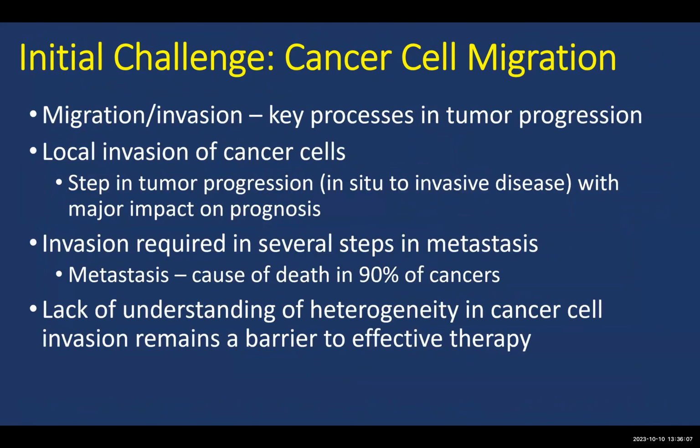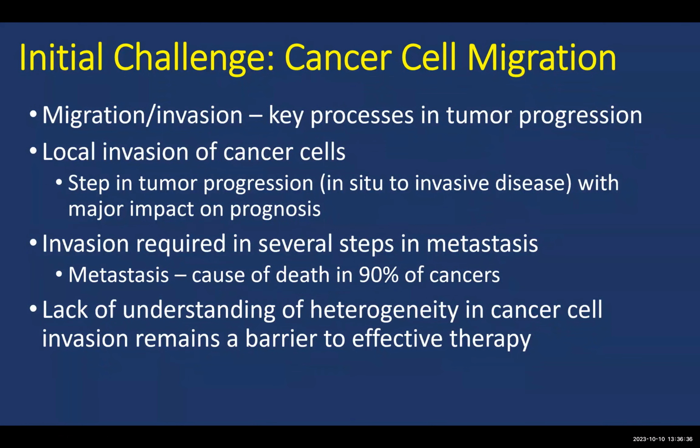So our initial challenge was looking at cancer cell migration. This is a fundamental problem in cancer. Migration and invasion really define important steps in cancer biology. For an epithelial-based cancer like breast cancer, invasion beyond the basement membrane, the initial constraint for those cells, is a key distinction between in situ versus invasive cancer. And already in that literally millimeters of movement, prognosis has already changed dramatically.